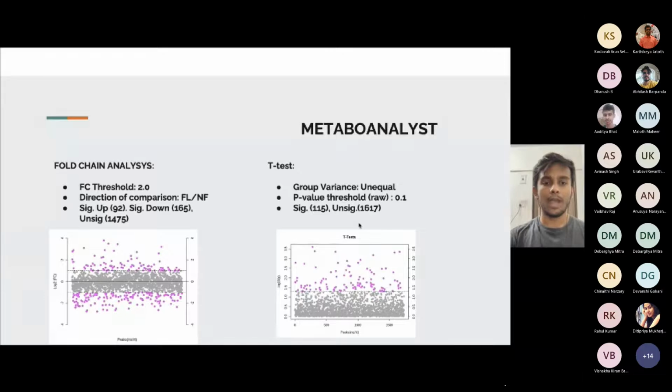Now let's have a look at the statistical analysis performed in MetaboAnalyst. First we have the univariate statistical analysis, fold change analysis, and t-test. For fold change analysis, I used 2.2 as the FC threshold, and FL or NF was the direction of comparison. I found 92 significantly up and 165 significantly down, and other 1,475 insignificant proteins. Coming on to the t-test, the group variance was unequal and the p-value threshold was 0.1. There were 115 significant proteins and 1,617 insignificant proteins.